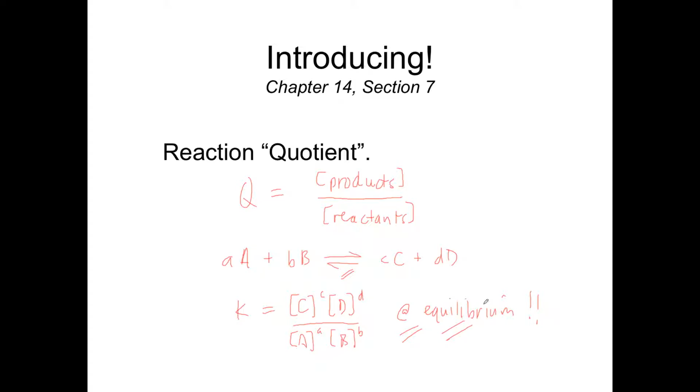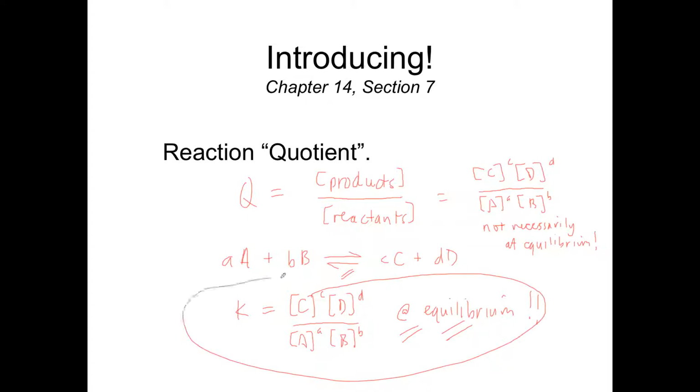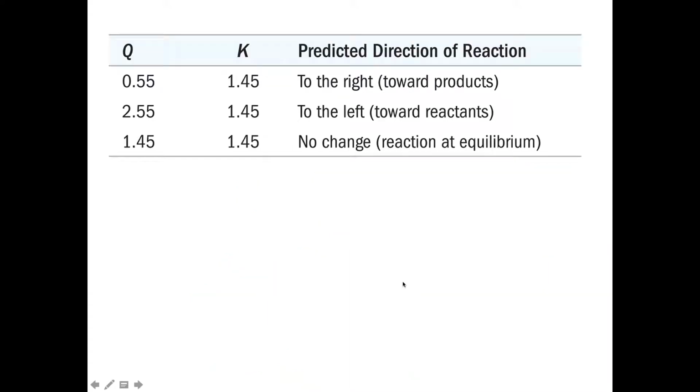The reaction quotient Q has exactly the same form as K. By the way, for this reaction, this would be the concentration of C raised to the c, concentration of D raised to the d, over concentration of A raised to the a, and concentration of B raised to the b. And I would say, watch this now, Q is not necessarily at equilibrium. Could be. This is at any time. And K is only if the system is at equilibrium. All right, so that said, let's think about this.